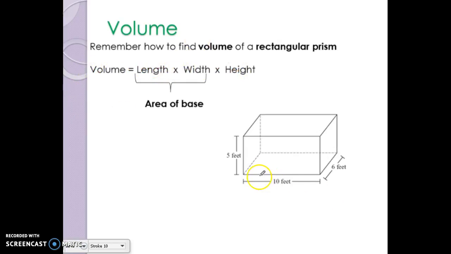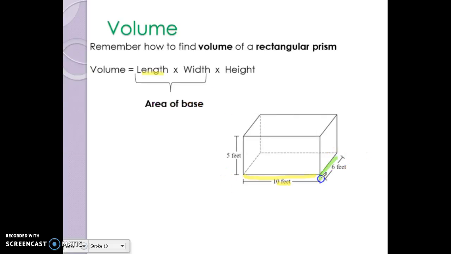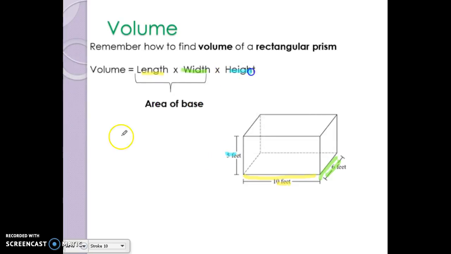So if we look at a length of 10 and a width of 6 and a height of 5, and we plug those in, and we have 10 feet times 6 feet times 5 feet, we get 300 cubic feet.